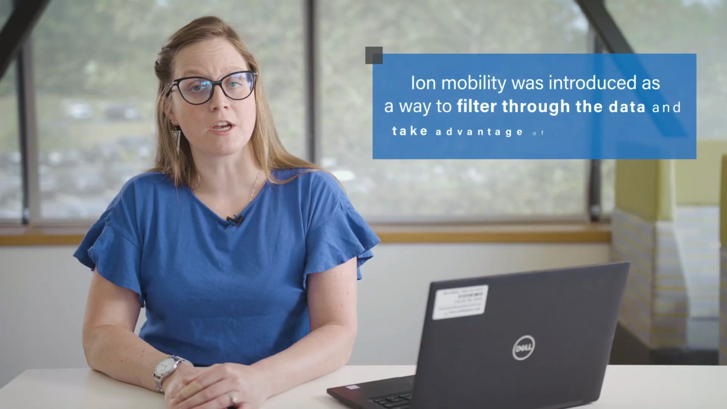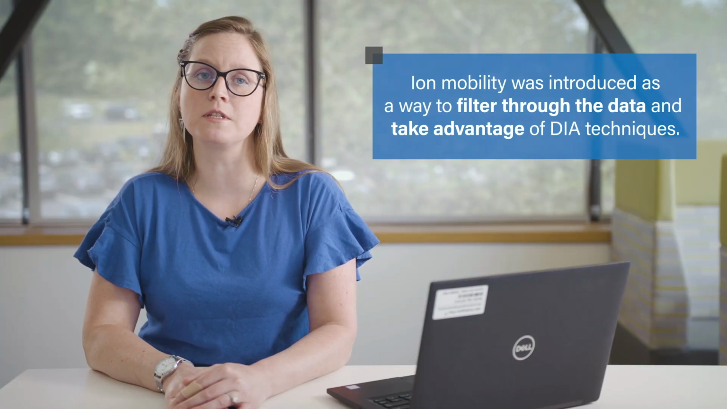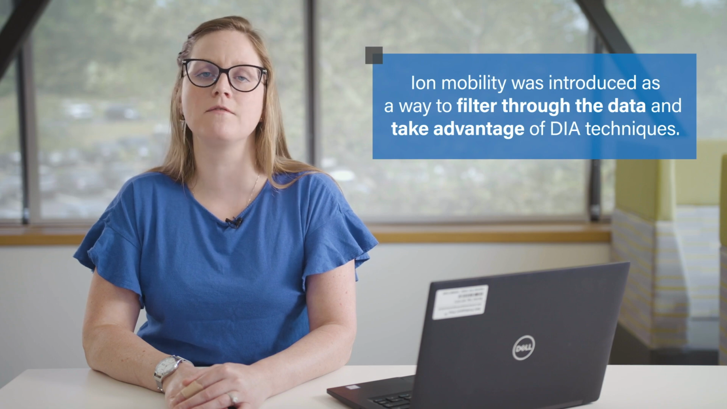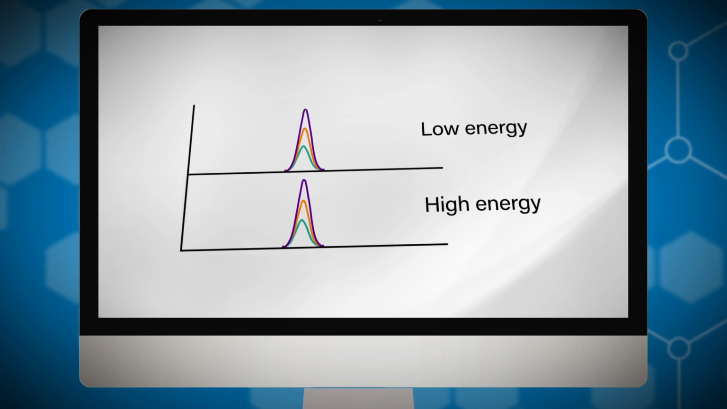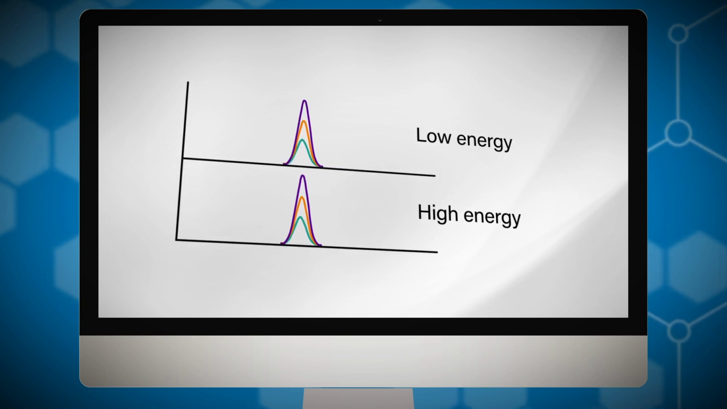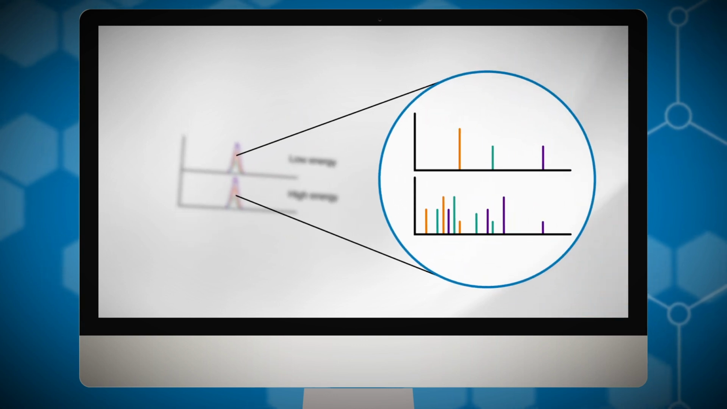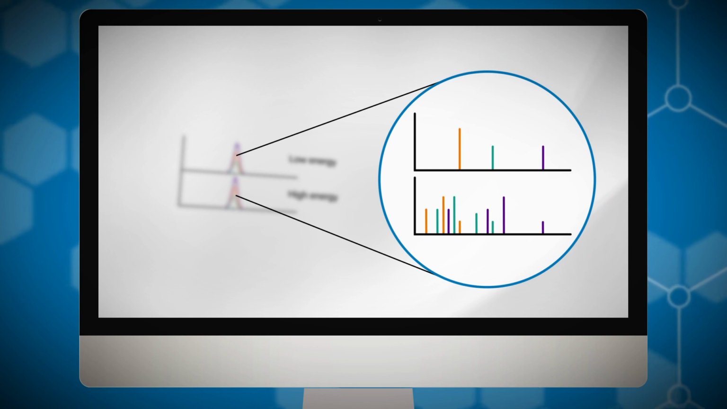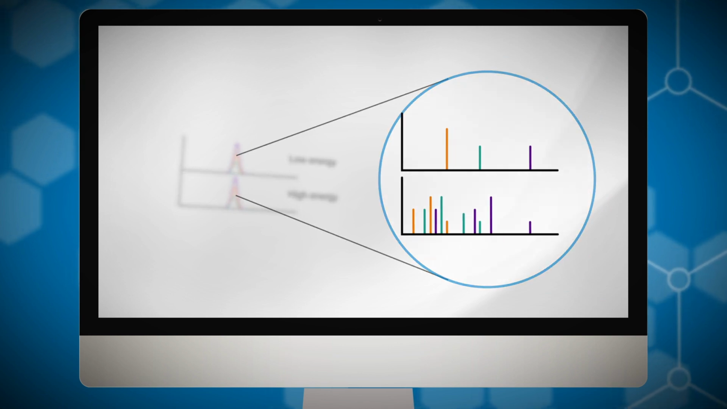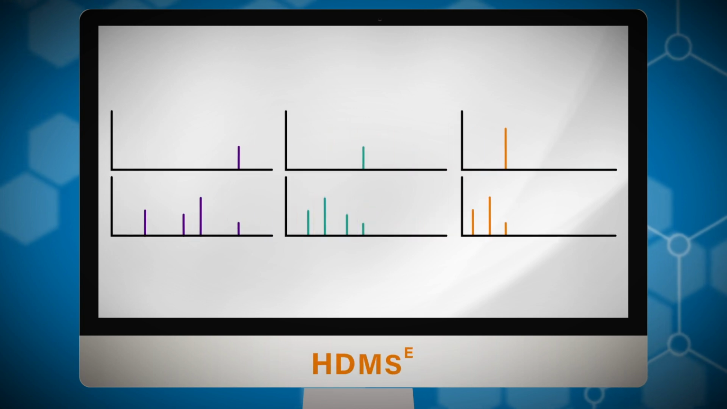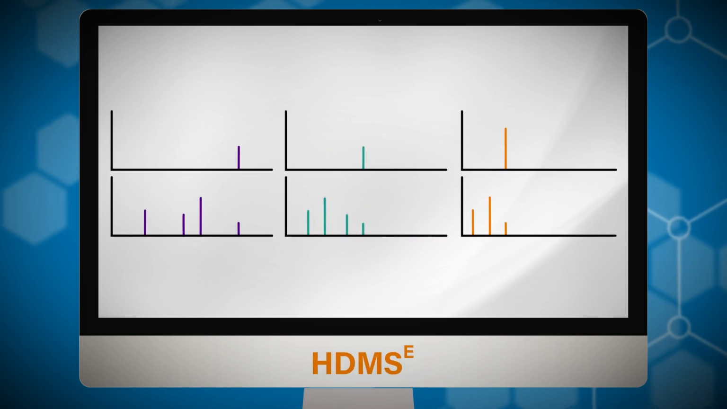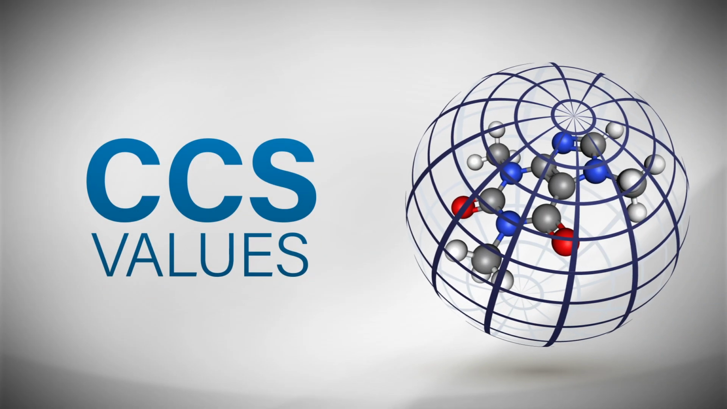To help solve this challenge, ion mobility was introduced as a way to filter through the data and take advantage of DIA techniques. Ion mobility provides an added separation dimension based on an ion's size, shape, and structural conformation as it passes through a drift gas. When combined with MSE, this acquisition method generates high-definition MSE, or HDMSE data. So what is a CCS value?